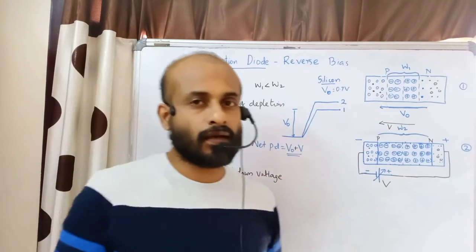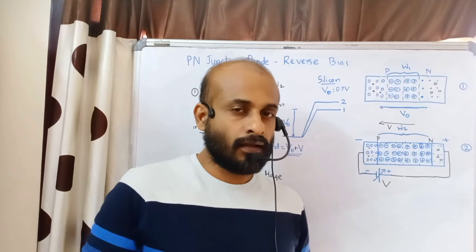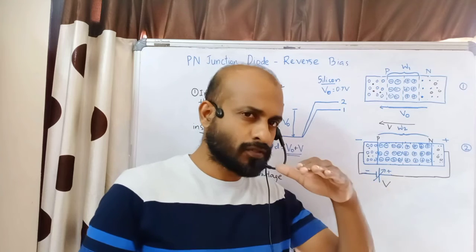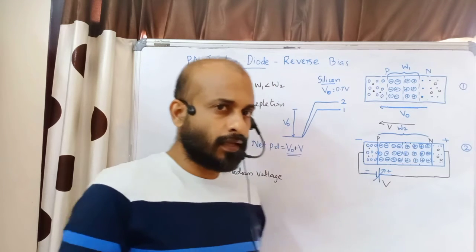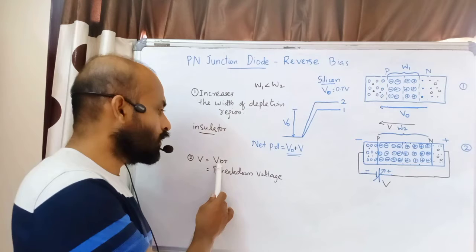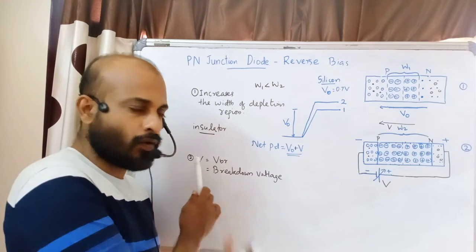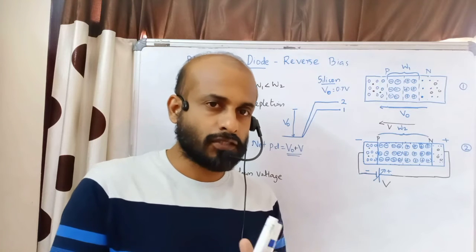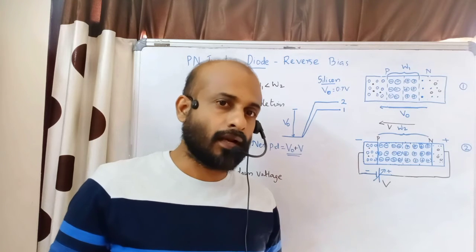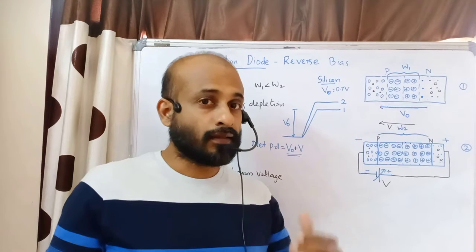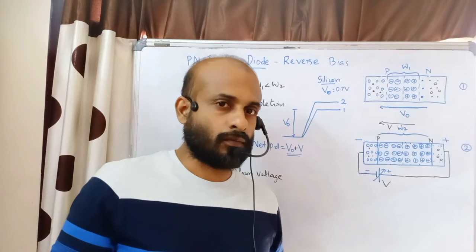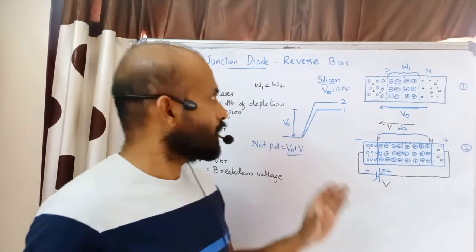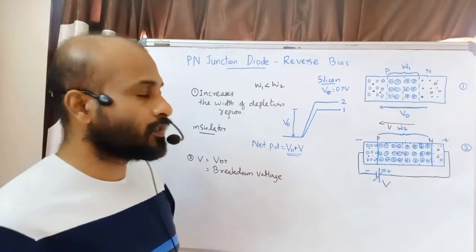But there will be minority current possible, that is called reverse current. And the reverse current is almost independent of the applied voltage. It will be almost the same, almost steady. But if you increase the voltage further beyond VBR, the breakdown voltage, there is a safe value called the breakdown voltage. If you increase beyond that value, the junction breaks down and current rapidly increases. That can destroy the diode. Further, the diode is not able to work. So that's about the PN junction diode under reverse bias.